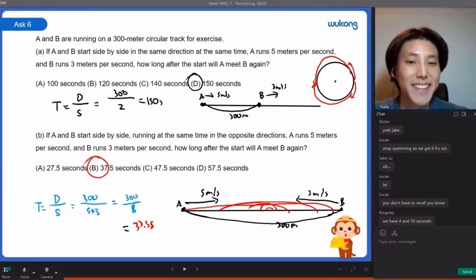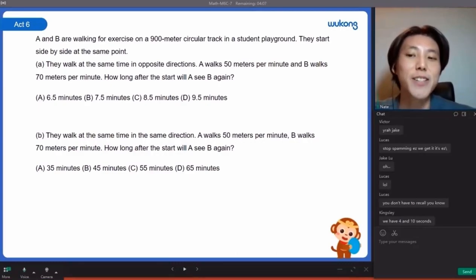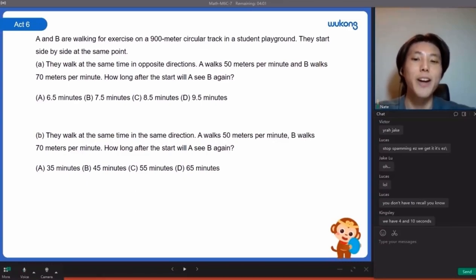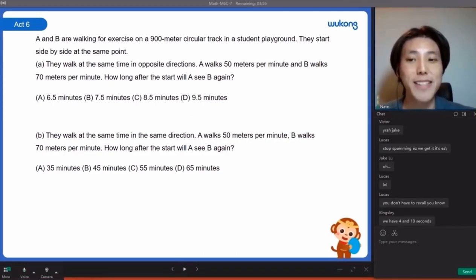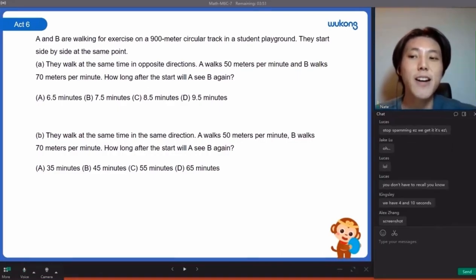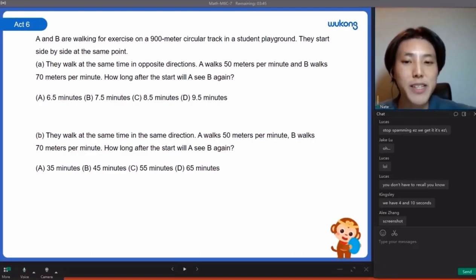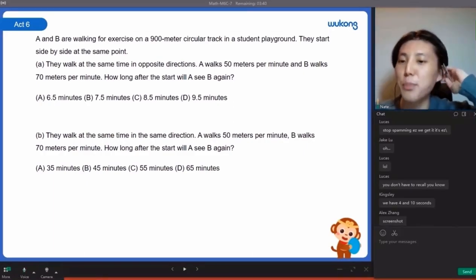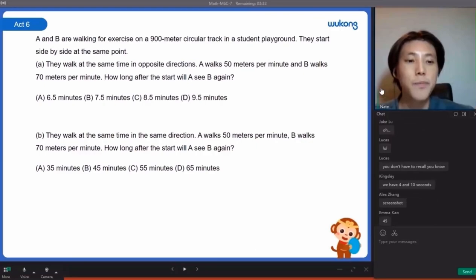Alright, now you guys are going to quickly try these two questions, and it's just going to be the same. If you can do one, the other one's just going to be the opposite. A and B are walking for exercise on a 900-meter circular track. They start side by side at the same point. They walk at the same time in opposite directions. A walks 50 meters per minute, and B walks 70 meters per minute. Now, how long after the start will A see B again? So once again, you have to assume that one of them will have made a revolution already.